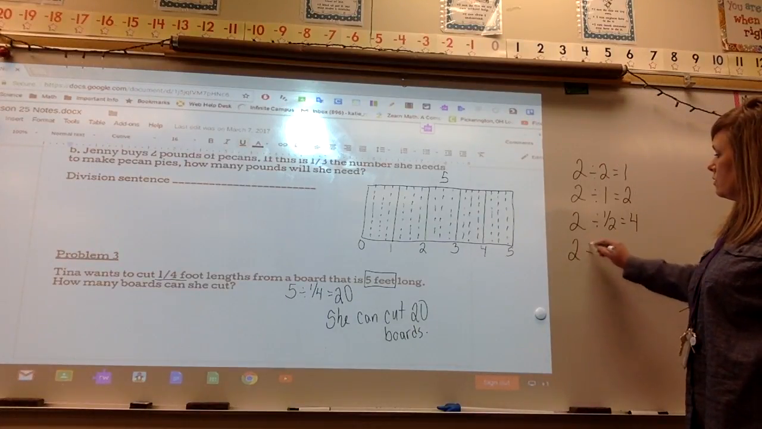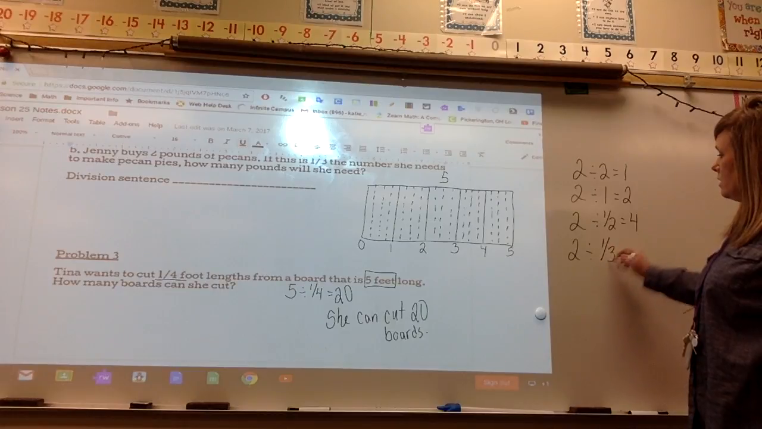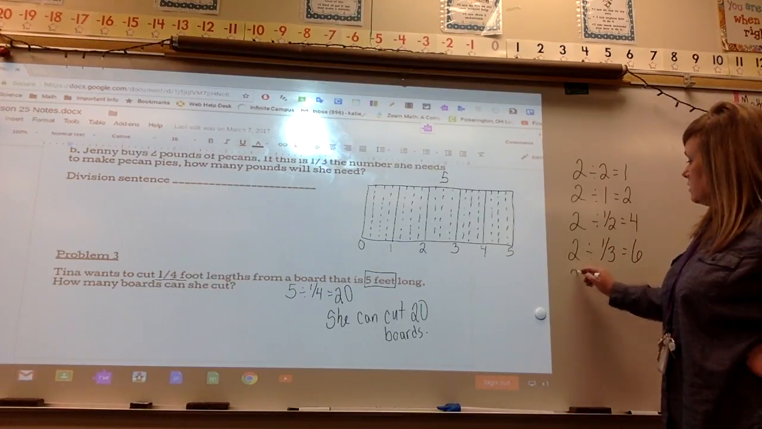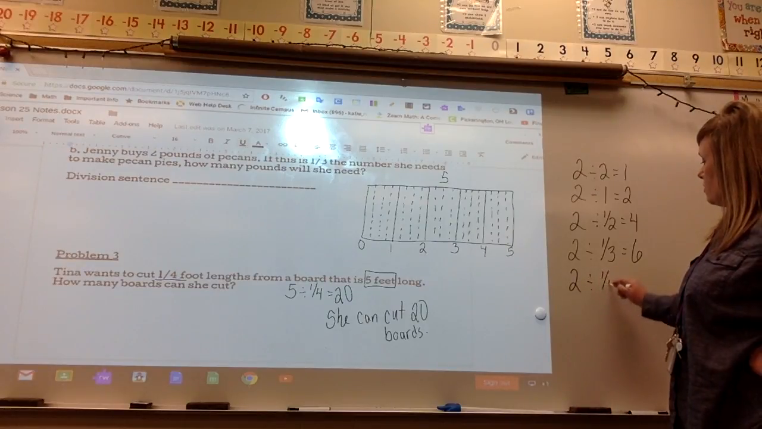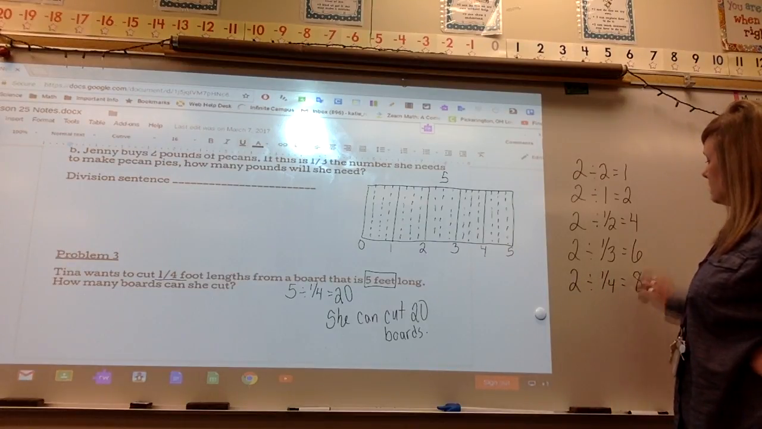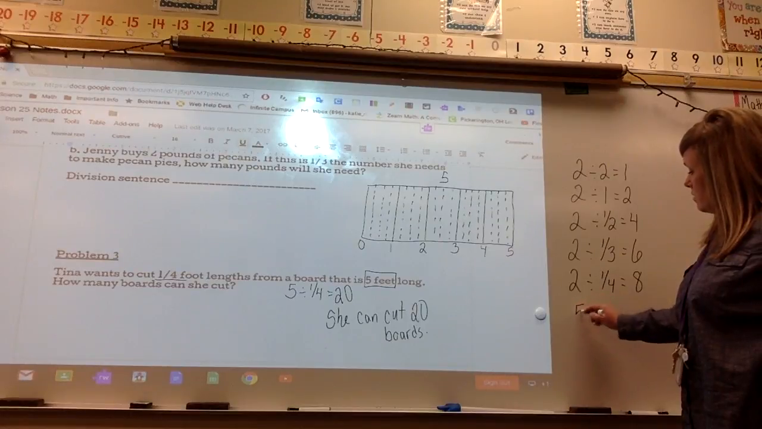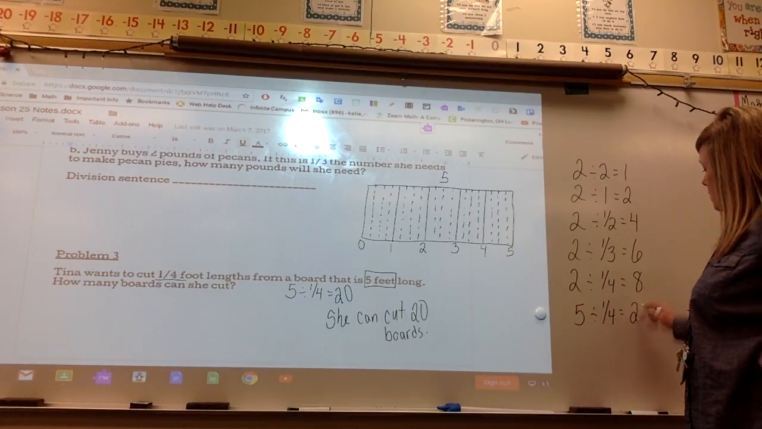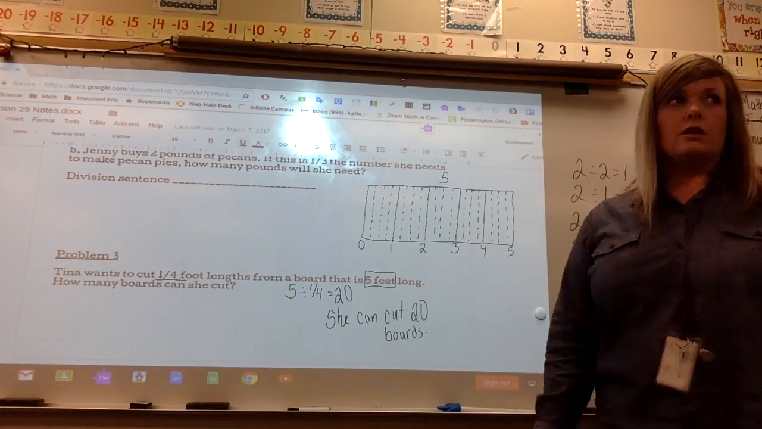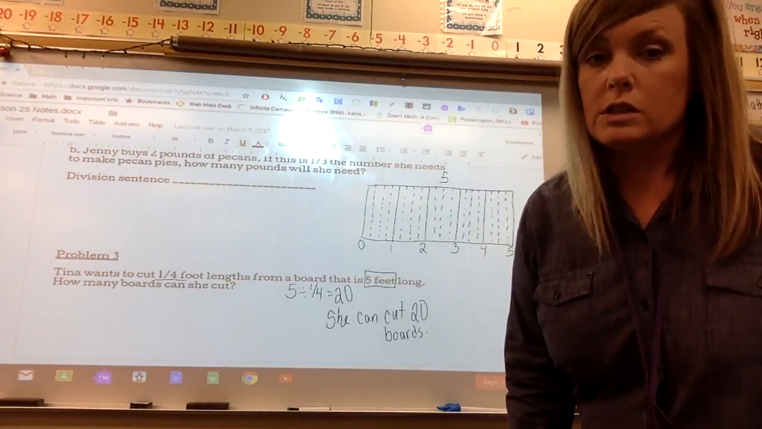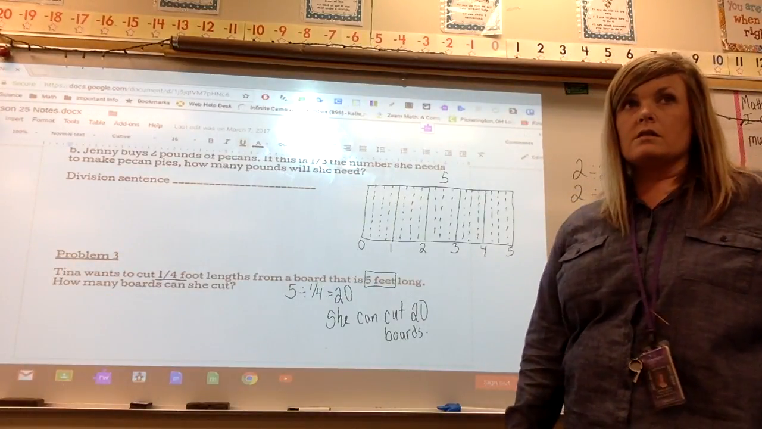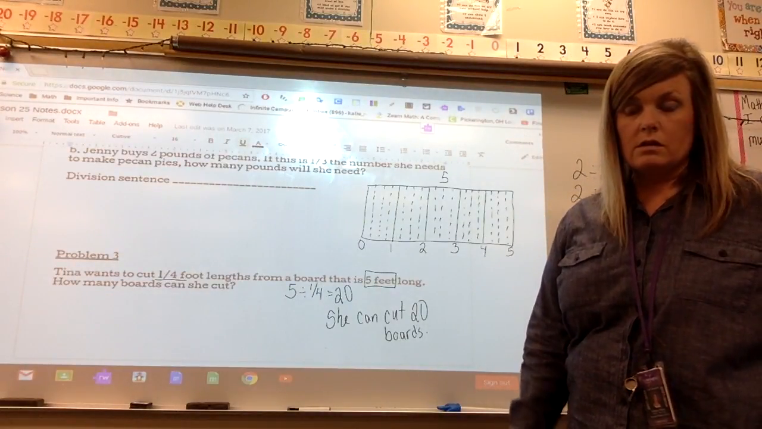We started with 2. We divided by 1/3. We got 6. For problem E, we did 2 divided by 1/4, and our answer was 8. And now we're starting with 5, dividing it by 1/4, and our answer is 20. Does anybody see any patterns? That's the question I'm going to ask when I return.